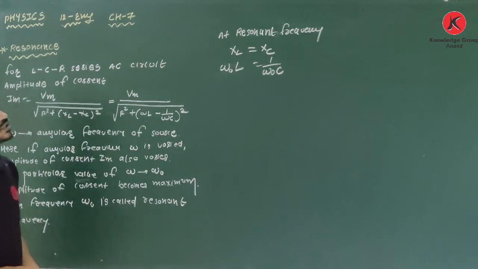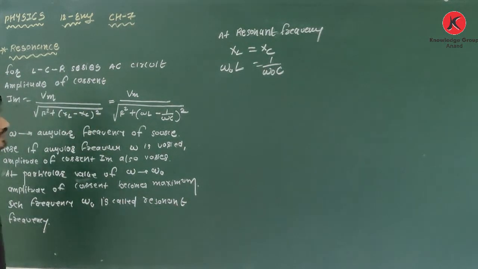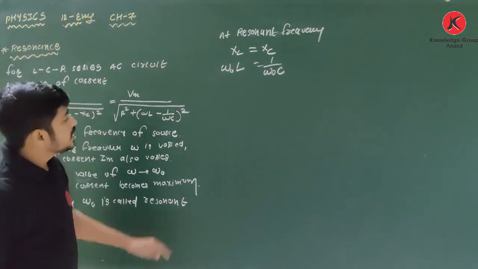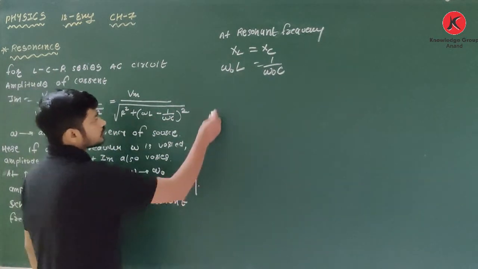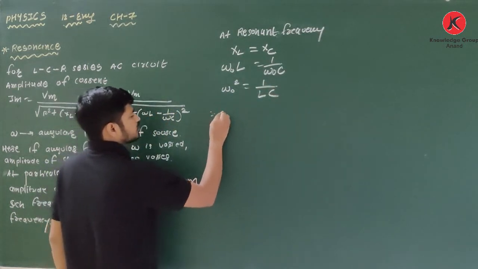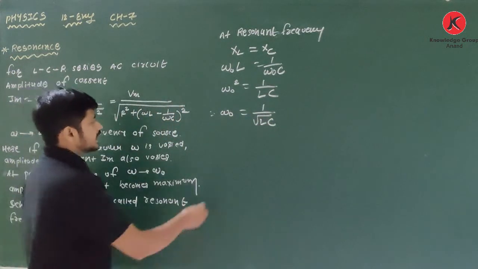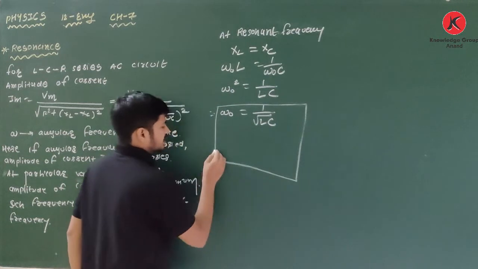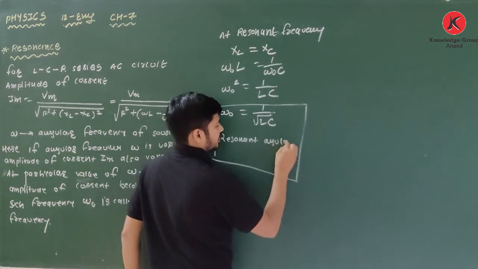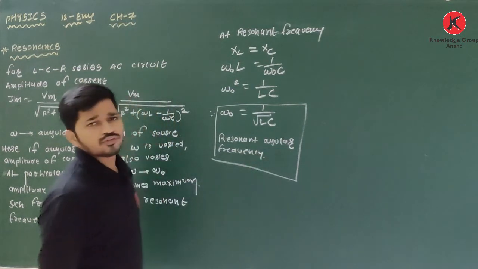So it is the condition for resonance that you have to remember. In case of the LCR series AC circuit, what is the condition for resonance? XL is equal to XC, that is omega 0 L is equal to 1 upon omega 0 C. So I can write omega 0 square is 1 upon LC. Therefore omega 0 is 1 upon under root LC, and it is called the resonant angular frequency. And we know that omega is equal to 2 pi f.